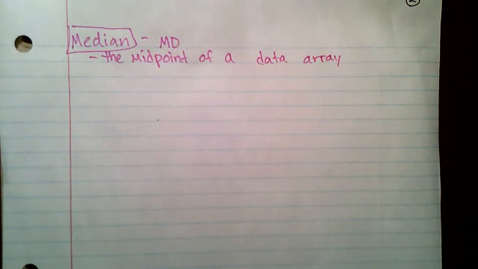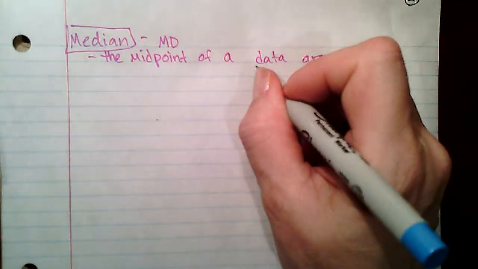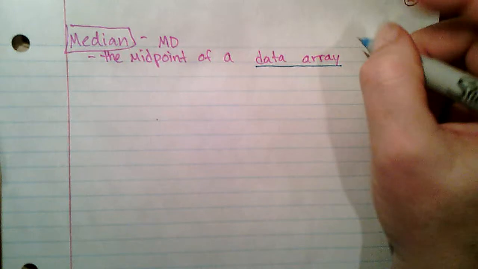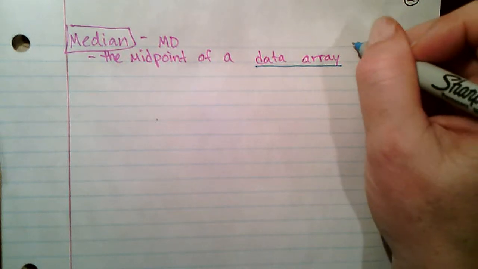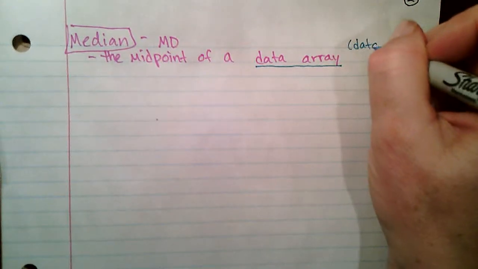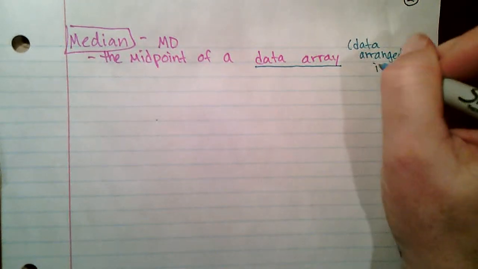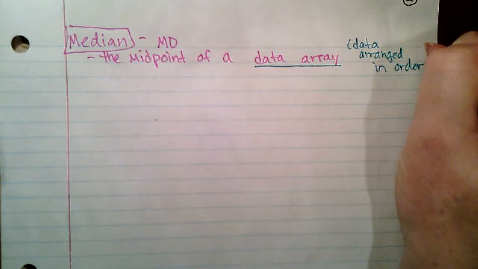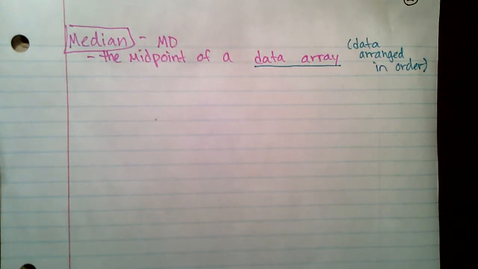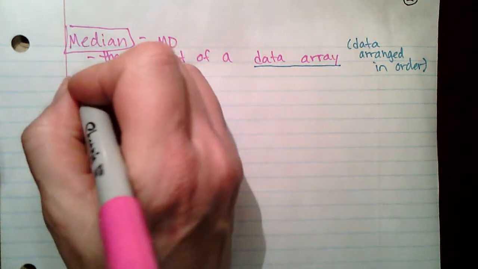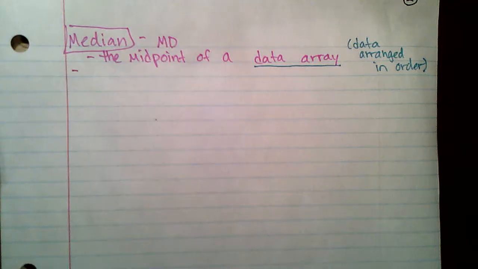Now, you may not know what a data array is, so we'll talk about that for a moment. A data array is data that is arranged in order. So in order for us to be able to find a median, we first need to make sure that our data is in order from smallest to largest. And then we're going to just kind of count to the middle.